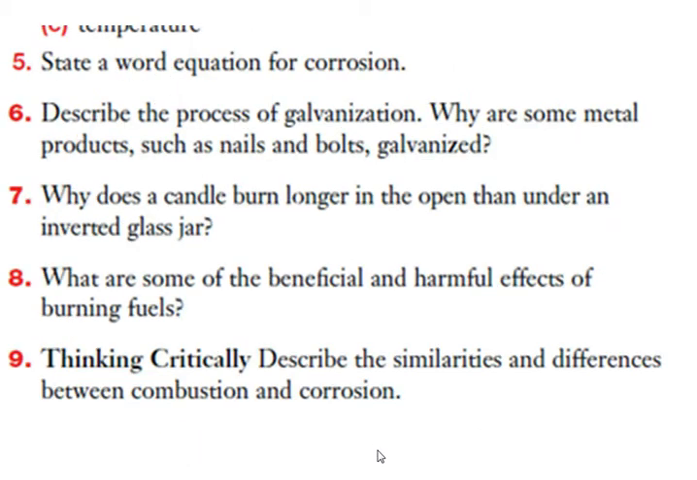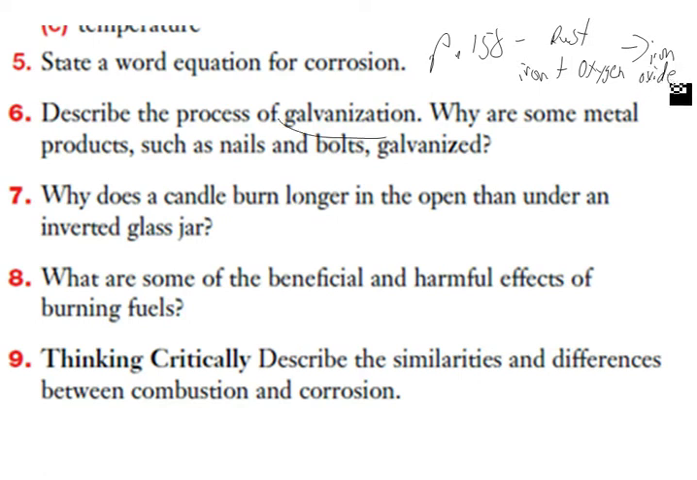Next, state a word equation for corrosion. Corrosion is a specific type of chemical reaction, and you can see one on page 158. Rusting is a specific one, so we take iron plus oxygen, those are our reactants, and we produce iron oxide. That's a word equation.